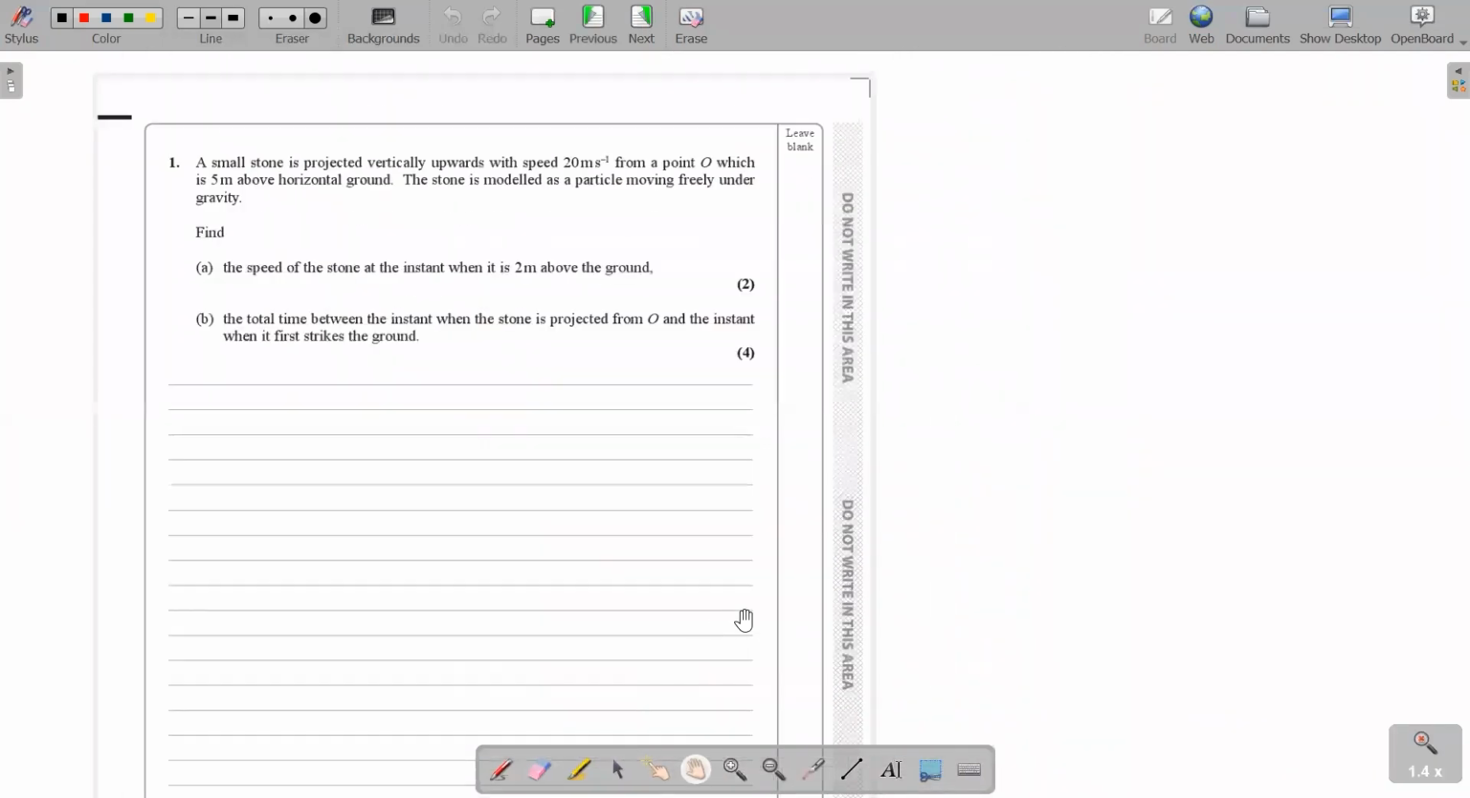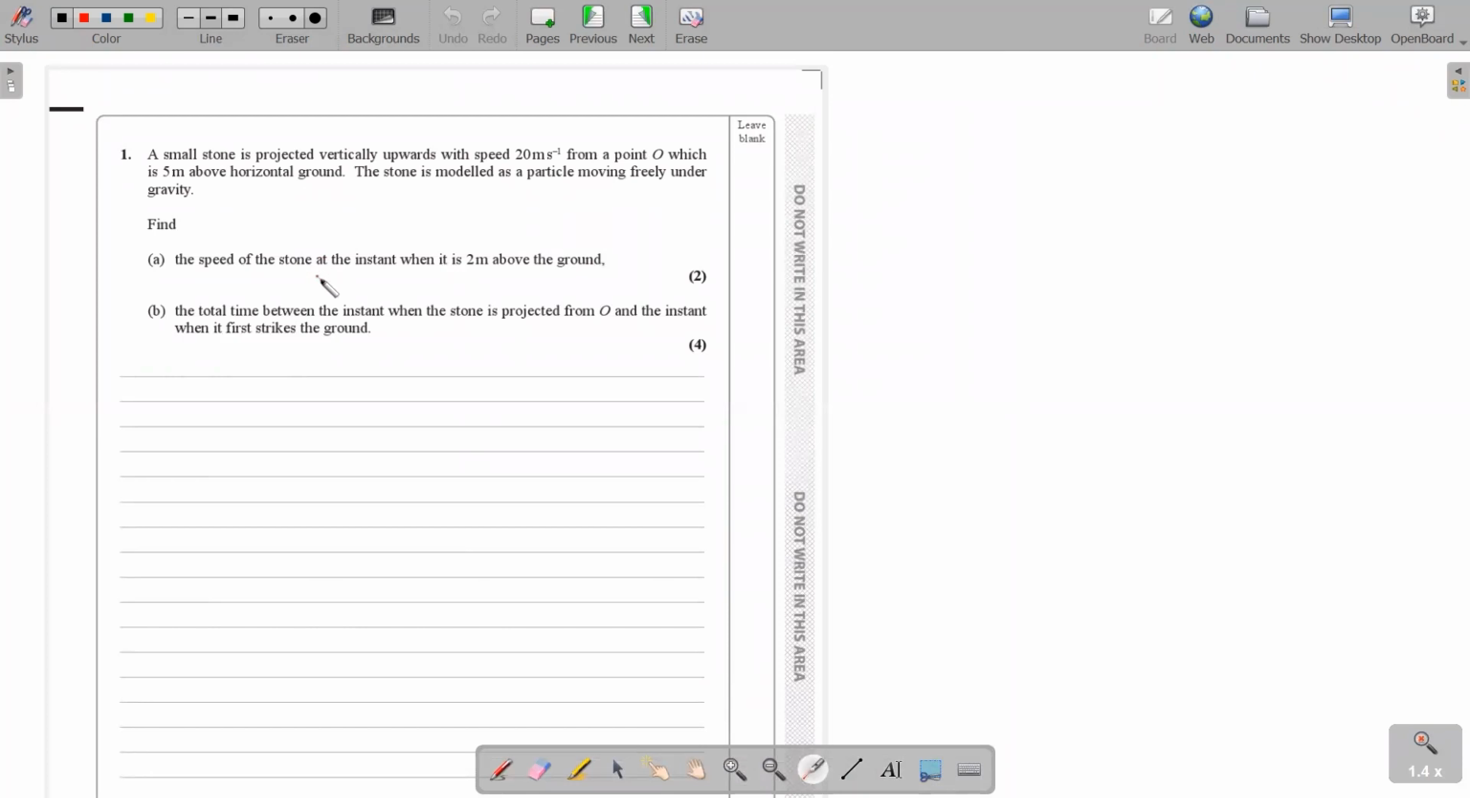Starting with question number 1. They say a small stone is projected vertically upwards with speed 20 meters per second from a point O, which is 5 meters above horizontal ground. The stone is modeled as a particle moving freely under gravity. Find the speed of the stone at the instant when it is 2 meters above the ground.